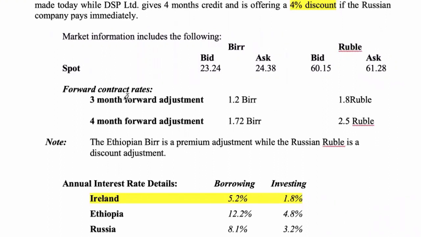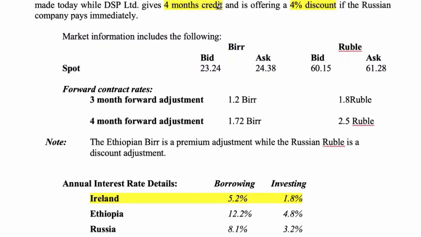So regarding the forward contract with the Russian ruble, do we go with a 3-month or a 4-month adjustment? 4 month. Exactly, because we offered 4 months credit. Therefore, they have 4 months to pay us.